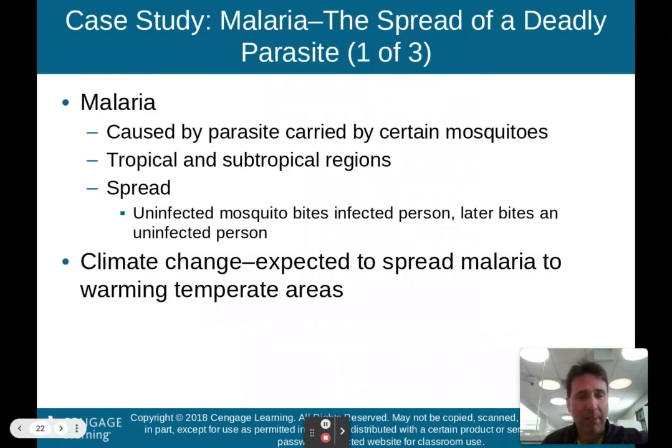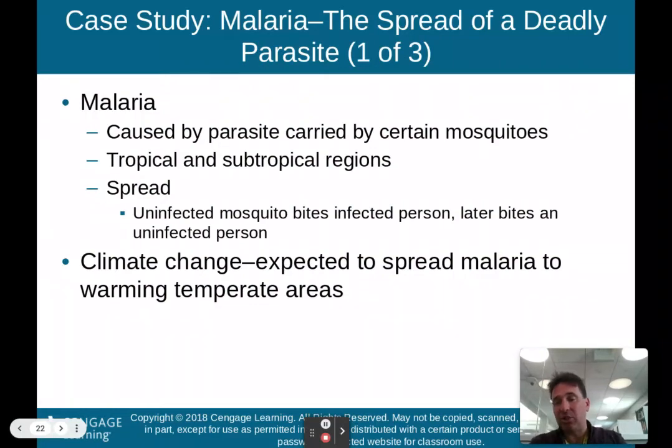Next case study we talk about is malaria. Malaria is actually a deadly parasite that is injected into people's bloodstreams from mosquitoes. Malaria is caused by parasites that are carried by certain mosquitoes, mainly in tropical and subtropical regions. They spread: an uninfected mosquito bites an infected person, later bites an uninfected person. So that's what happens. Mosquito bites you. You were infected at some point.